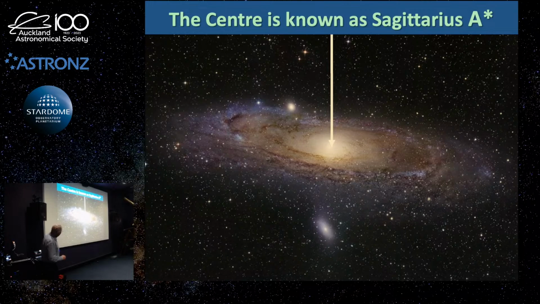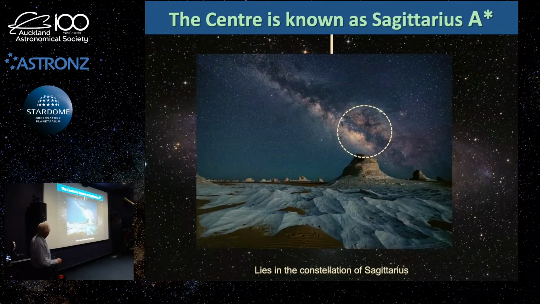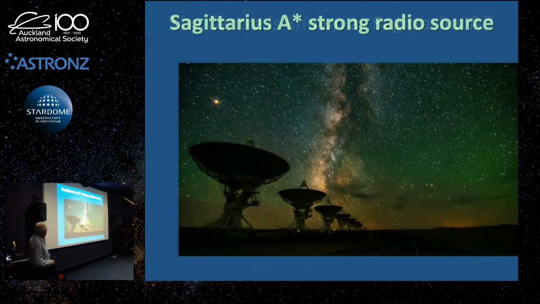So the centre of the Milky Way galaxy, once again we've used the image here of Andromeda, but the centre is known as Sagittarius A star. Sagittarius refers to the constellation of Sagittarius, and there it is, that's the Milky Way, that's the big disk we looked at earlier on, side on. So it's in the constellation of Sagittarius, and the A plus refers to that it's a strong radio source.